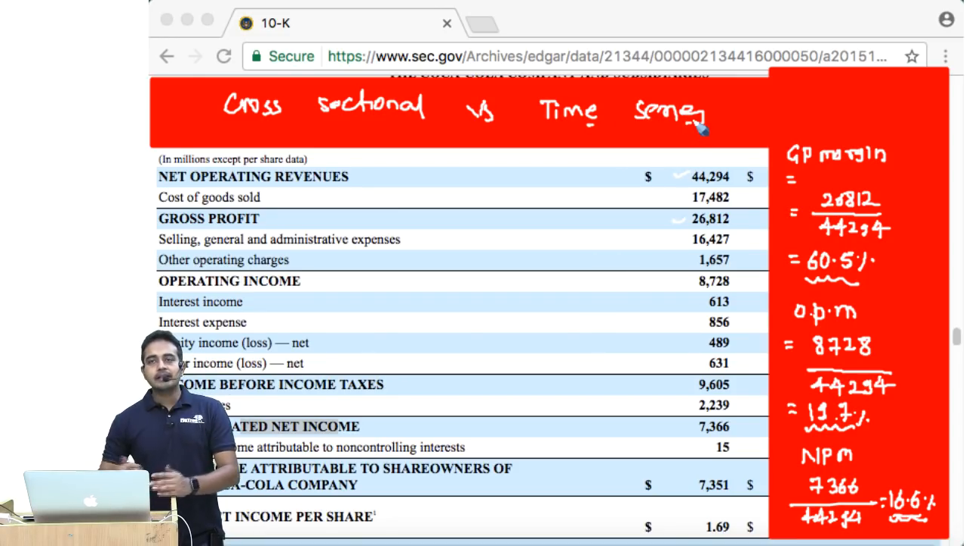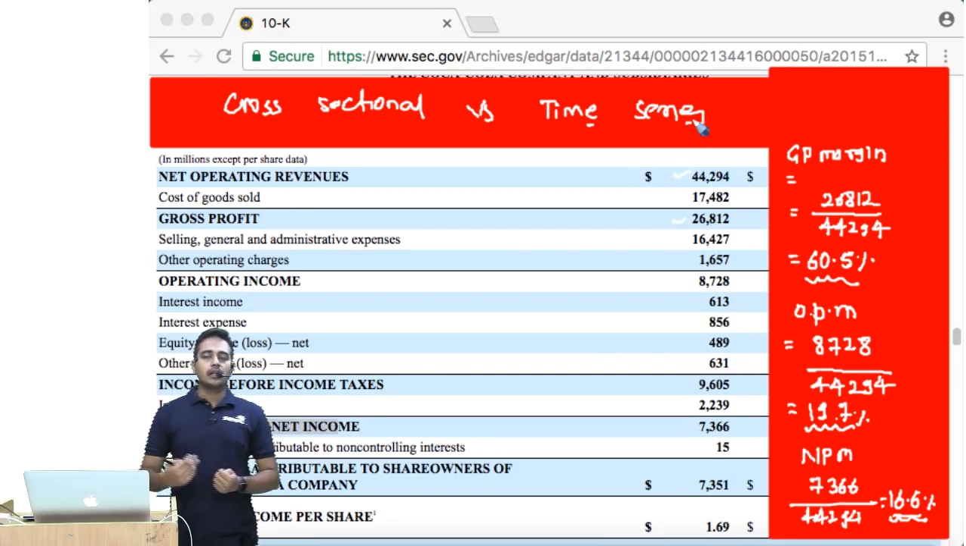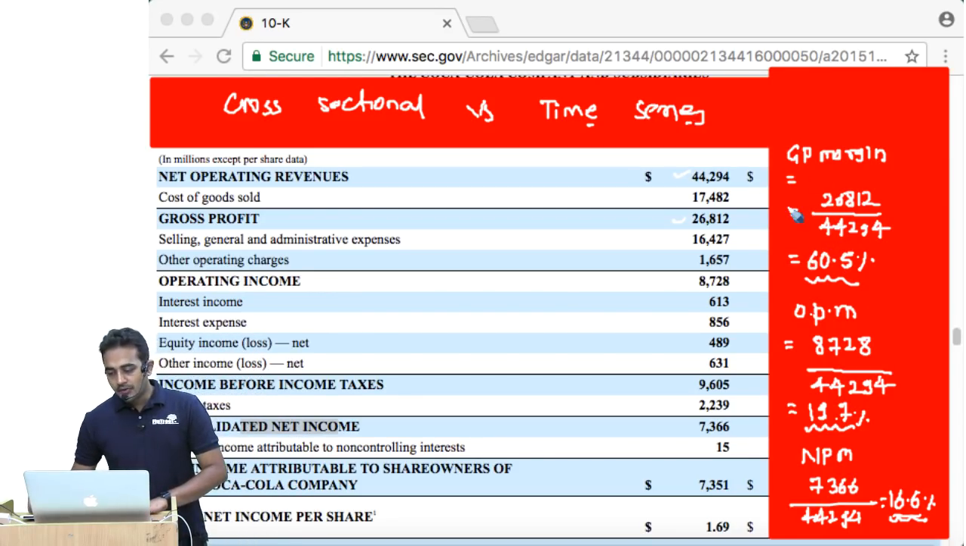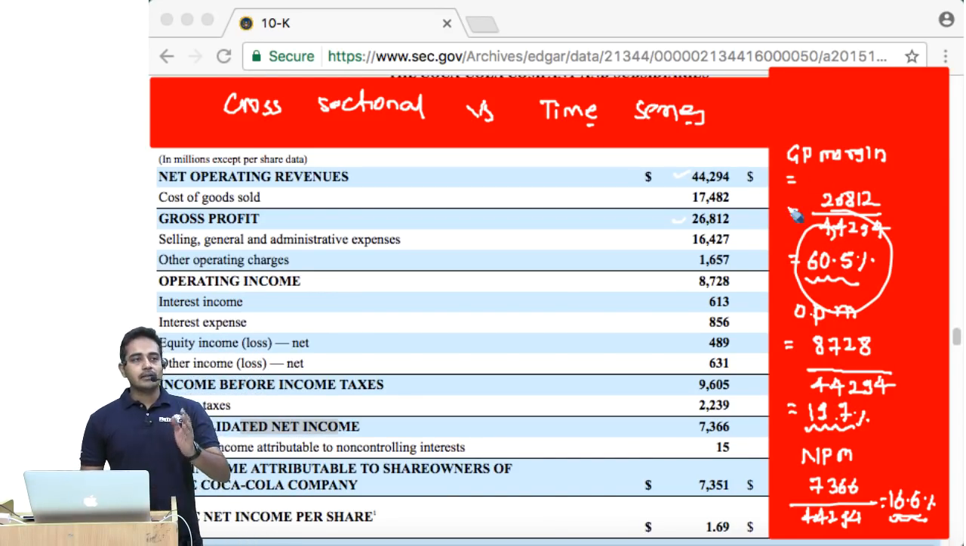What would be a time series analysis? Comparing with our own ratios for the last few years. Correct? So how has my gross profit margin been for the last 6, 7, 8 years, and that will give you trends on how the manufacturing cost and sales price are moving. Are we okay with this? So let's go and see if we can answer the first learning outcome.